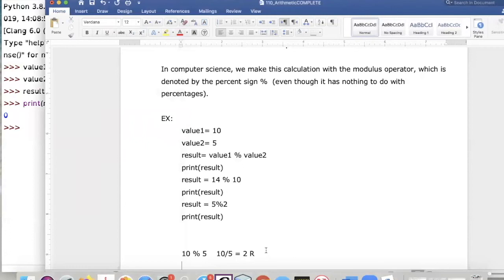Again, I think it's helpful to write it down. It helps me figure it out. So it's 14 divided by 10 is, oops, I erased part of my answer. 14 divided by 10 is 1, remainder 4. So the result of the modulus operator is going to be 4.